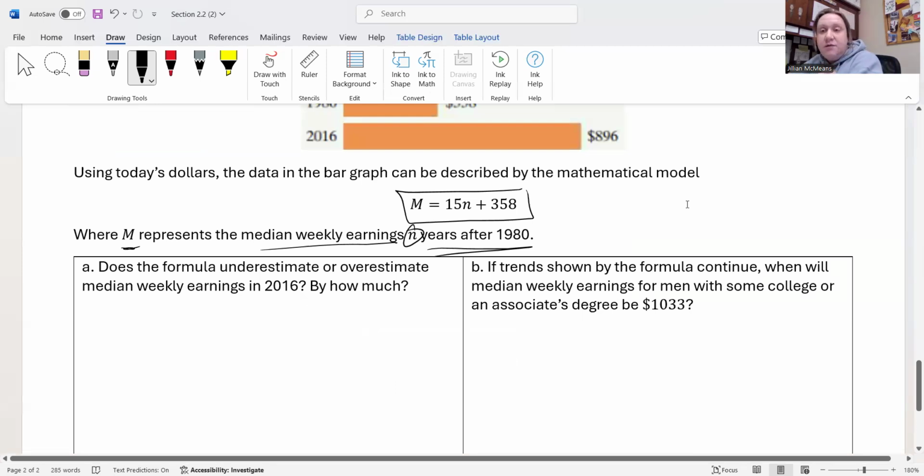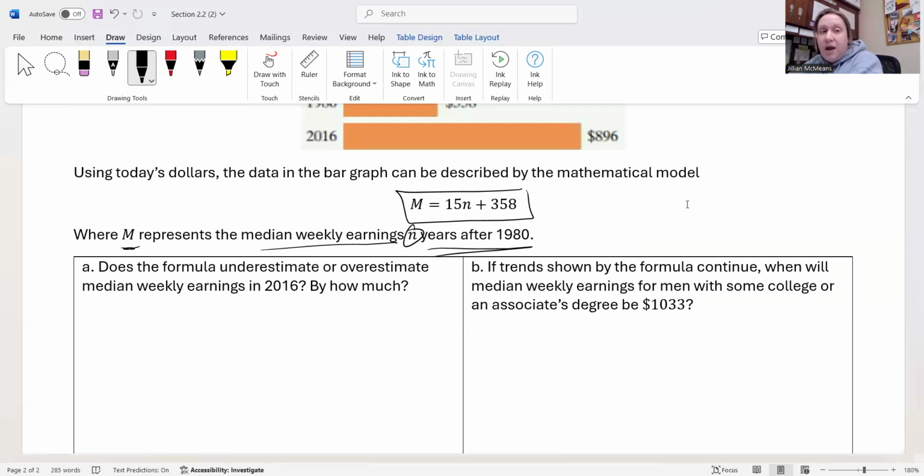It says, does the formula underestimate or overestimate the weekly earnings in 2016 and by how much? The graph is telling us what the information is, but then we have this model that best represents that graph. When we talk about the formula or the model, they're the same thing, and that's going to be the equation that you see. We want to see what the median weekly earnings would be in 2016. So let's do a little work first.